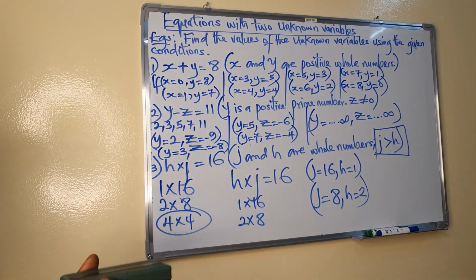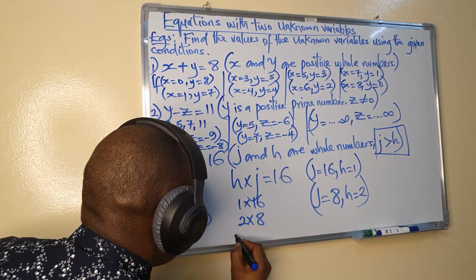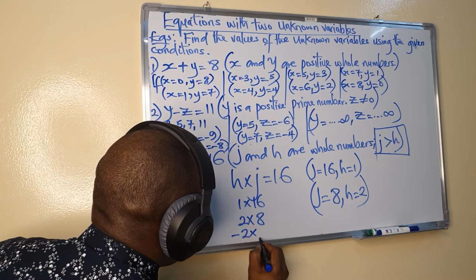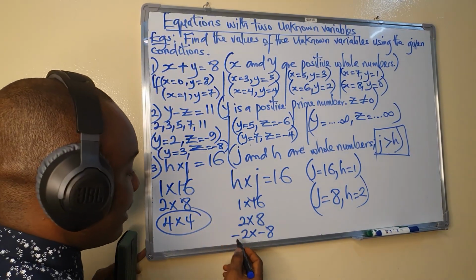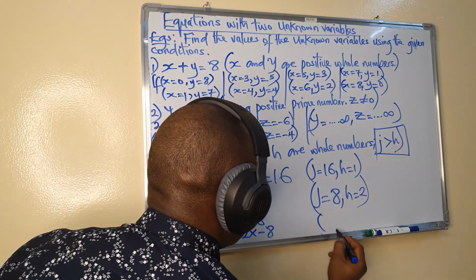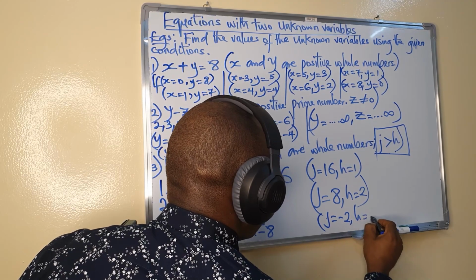Negative numbers can also work this out. But in terms of negative number, let me give an example. For instance, we can deal with negative 2 times negative 8. This will give us positive 16 also. And in a situation like this, the bigger number is negative 2. So in this case, j will be negative 2, while h will be negative 8.